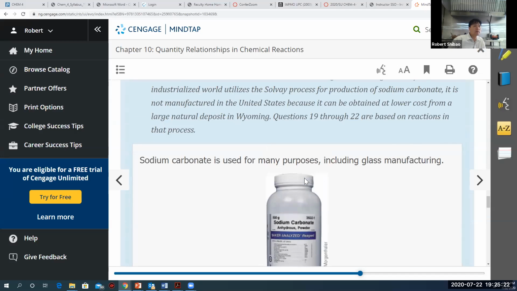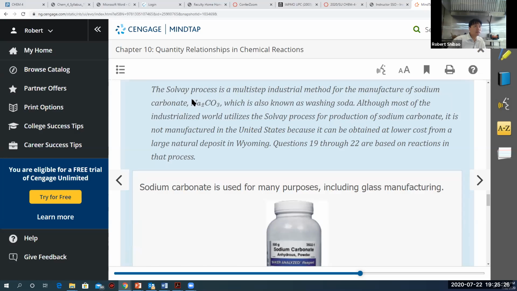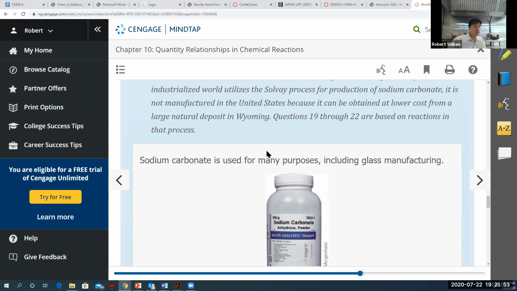what's this? Sodium carbonate. Sodium carbonate's used for lots of things. Let's see what they say. The Solvay process is a multi-step industrial method for the manufacture of sodium carbonate, which is also known as washing soda. Although most of the industrialized world utilizes the Solvay process for production of sodium carbonate, it is not manufactured in the United States because it can be obtained at lower cost from a large natural deposit in Wyoming. Wow, I didn't know that. And so I guess they just mine this stuff out of the ground.